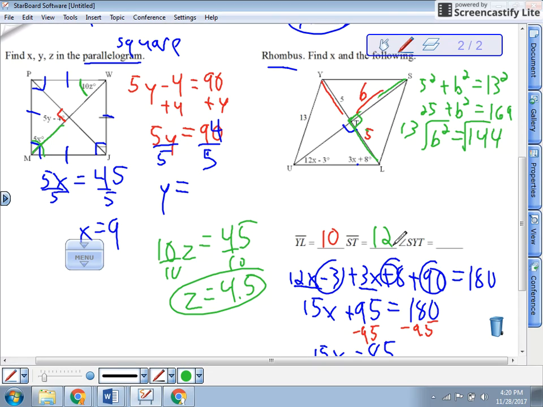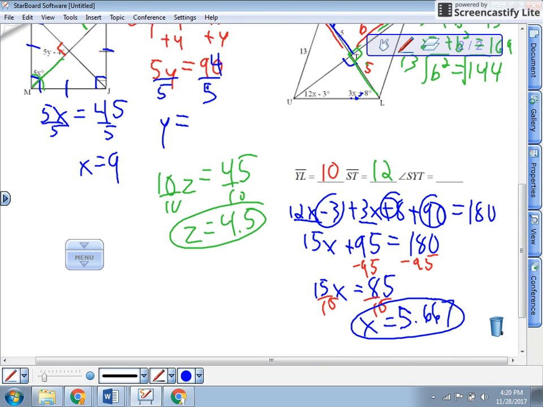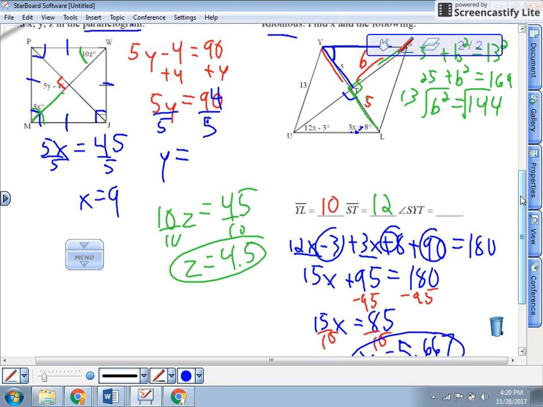Now to find SYT, let's see where that is. Angle SYT, it's this angle right here. It's going to be the same as this angle because they're alternate interior. All right, so how are we going to find SYT? Well, I'm going to plug our value that we found for x into that expression. So it is 3 times x, which we said was 5.667. And then we're going to add that to 8. So 3 times 5.667, that's actually going to be 17 plus 8. So angle SYT is 25 degrees.